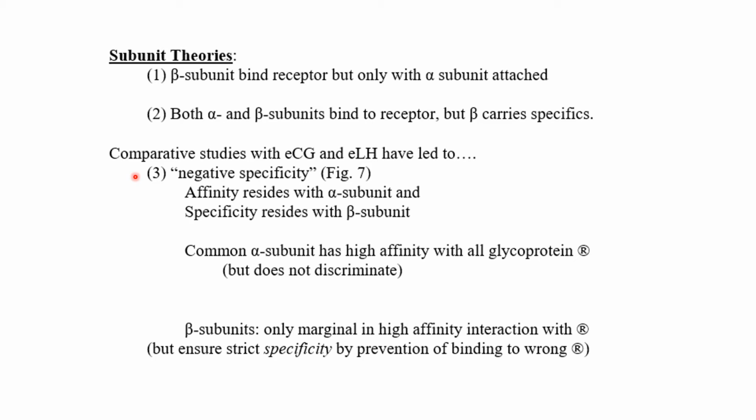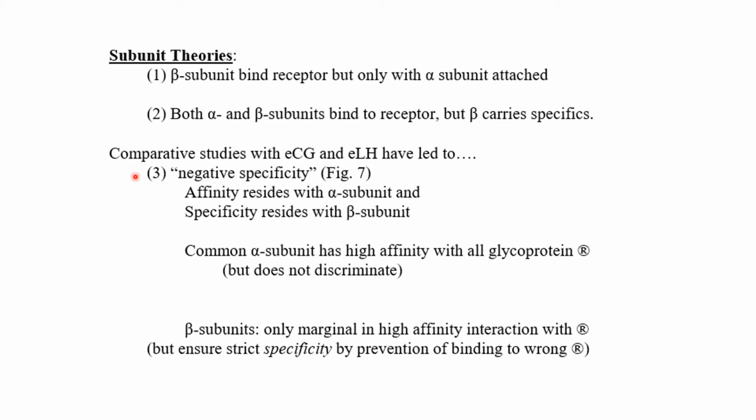One is beta binds to the receptor, but only with the alpha attached. I don't tend to believe that one. The second theory, which is kind of in between, says both alpha and beta bind to the receptor, but beta still carries the specifics. And then there's the third theory, which is called the negative specificity theory. So if I ask you about the negative specificity theory, you'll know that's what we see in figure 7.